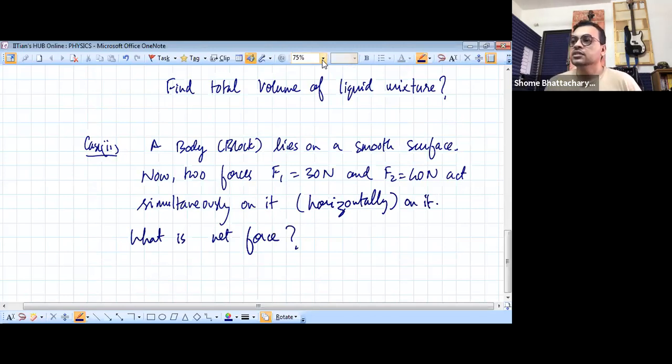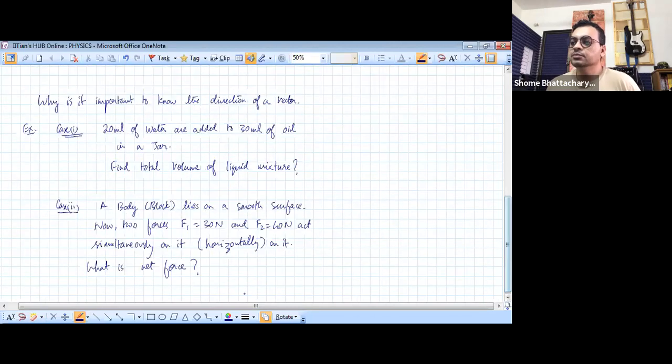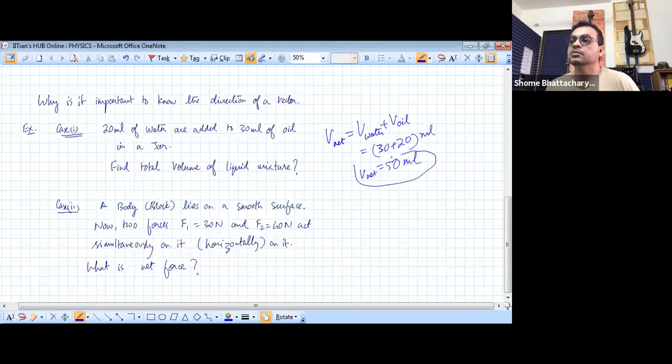Okay. So let's understand this question in a little bit more detail. So in the first case, you can see it's very simple. We will just say that the net volume will become the volume of water plus the volume of oil. So you know that it is 30 plus 20. As long as dono ko maine same unit mein express kiya, I'll just write it as the addition of numbers, like we do algebraically. So net volume is this much. But in the second case, what can I say about the net force?